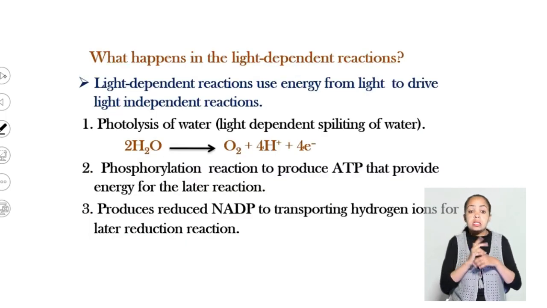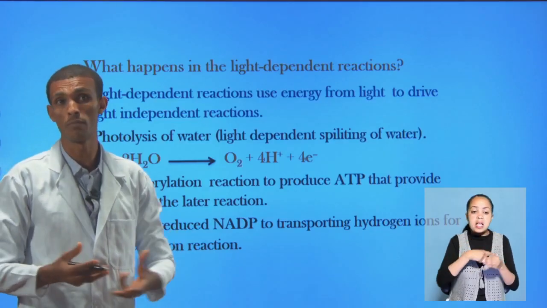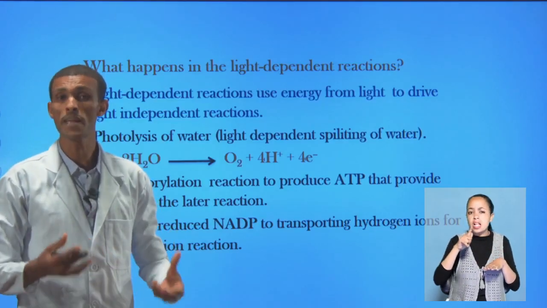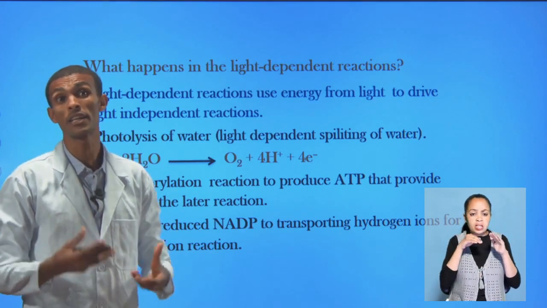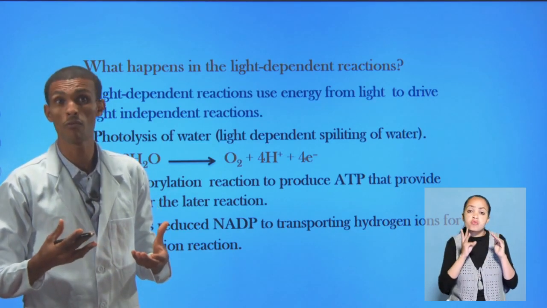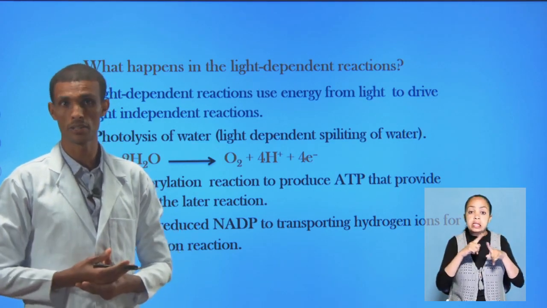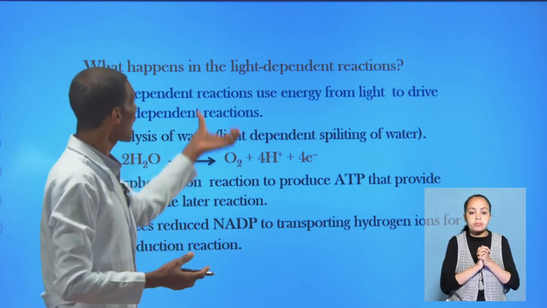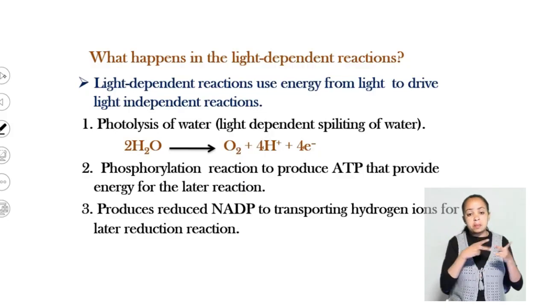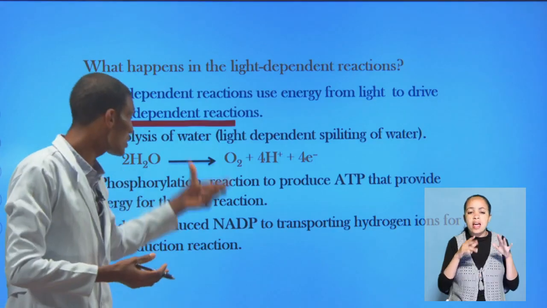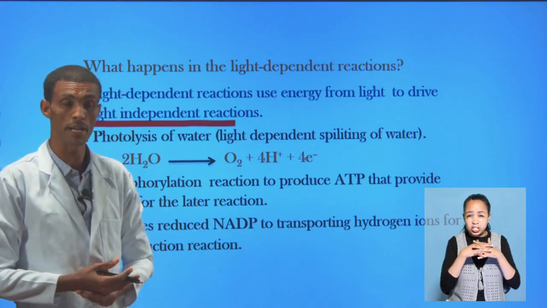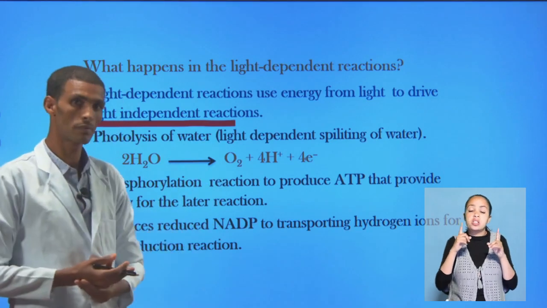There are three main reactions that take place over the surface of the thylakoid membrane, which are very important in the later reduction reaction in the fluid stroma of chloroplasts, a light-independent reaction. So, the reaction that takes place in the thylakoid membrane is very important in driving the light-independent reaction. The first reaction that takes place within the thylakoid membrane is photolysis of water.